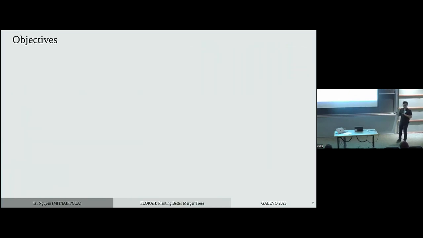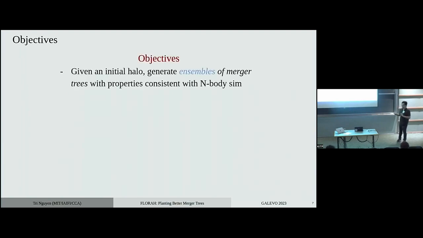So I want to reiterate what our objectives are, what we're planning to do, and what our approach is. Our objective is that given an initial halo, let's say I give you a Milky Way at a certain redshift, I want to generate multiple ensembles of merger trees, multiple realizations of the merger trees, with properties consistent with N-body simulation. I want to stress the ensemble part because merger trees are inherently random. If I give you another Milky Way, that Milky Way will not necessarily have the same merger history as our own Milky Way. For example, it might not have a Large Magellanic Cloud.